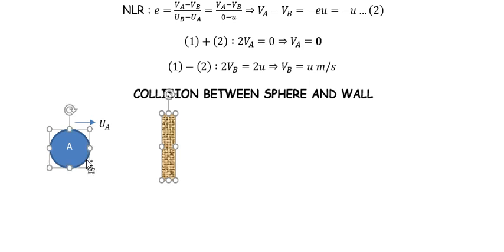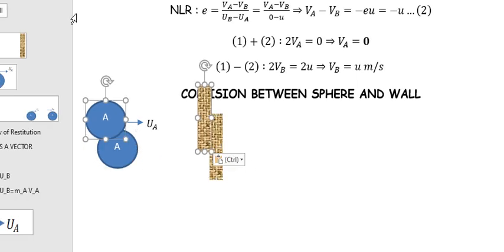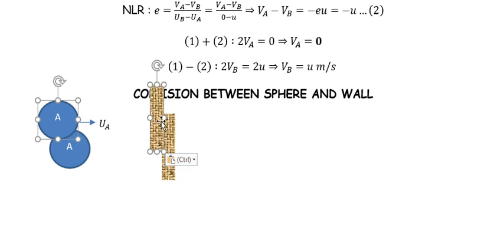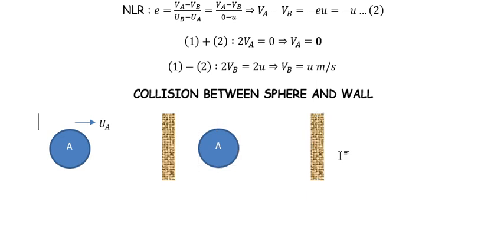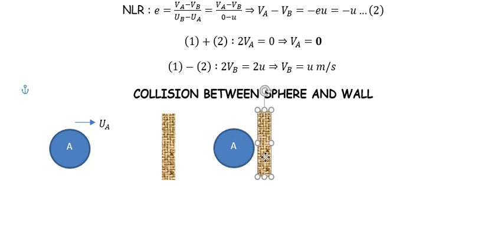Now at impact, what happens is that there is normally an impulse exerted by the sphere on the wall, and by the wall on the sphere.